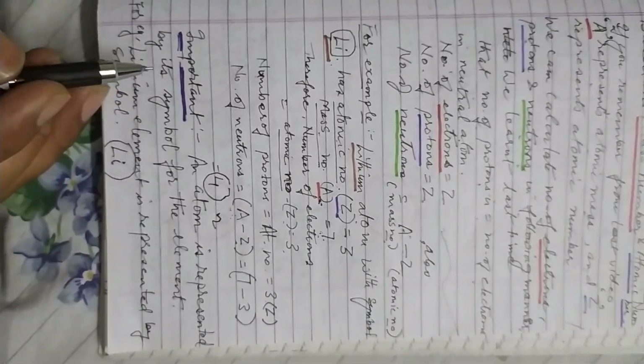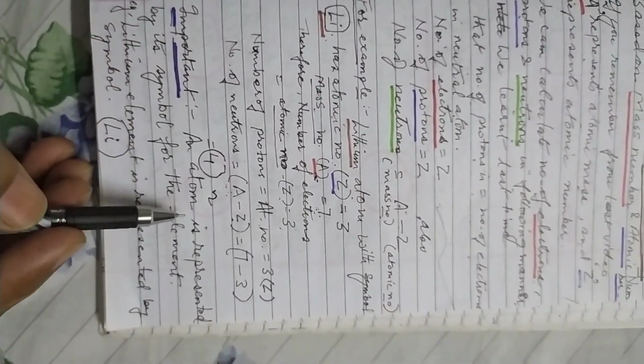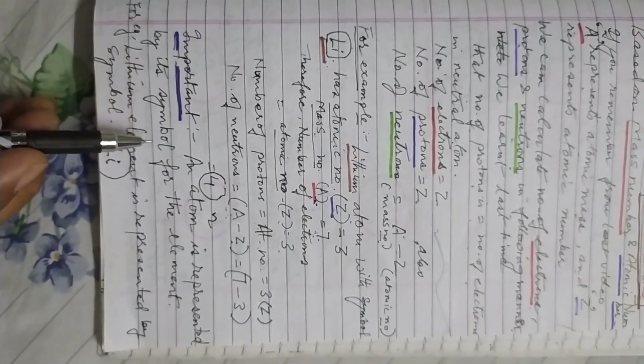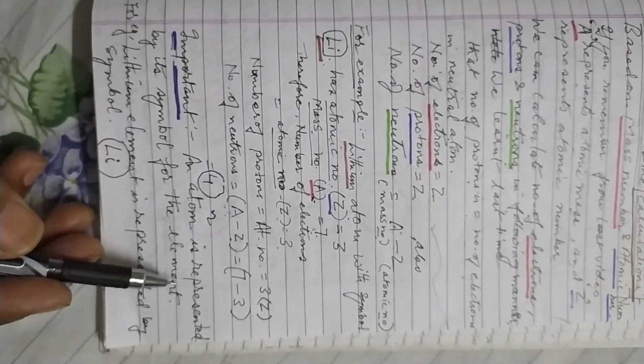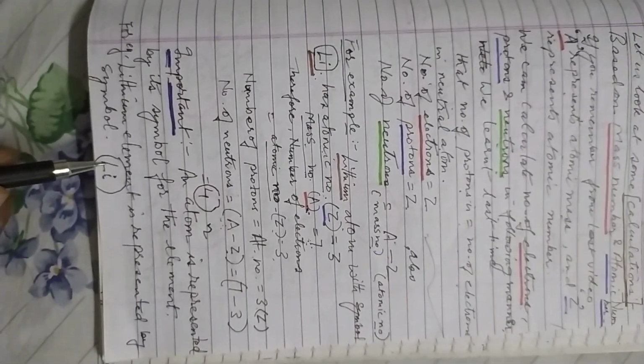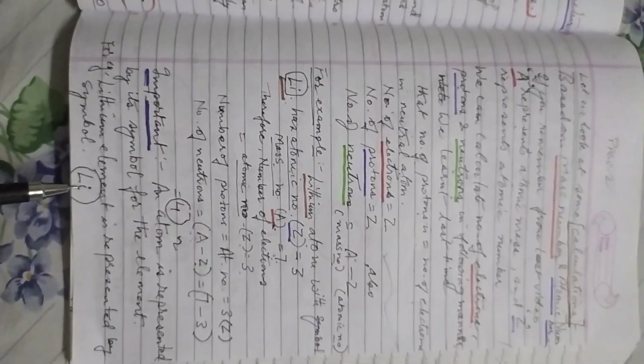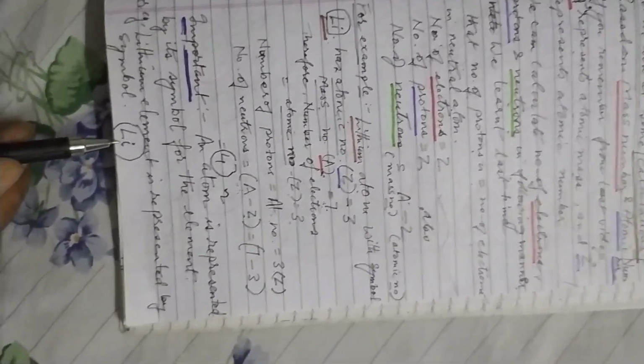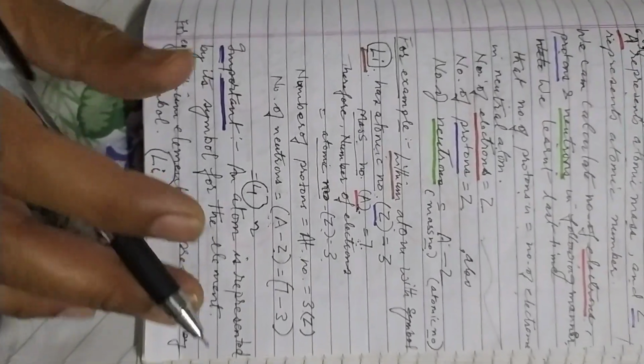Now, let us look at some important things here. An atom is represented by a symbol for the element. For example, the lithium element is represented by the symbol Li. L is written in capital and I, which is the second alphabet, is written in small.